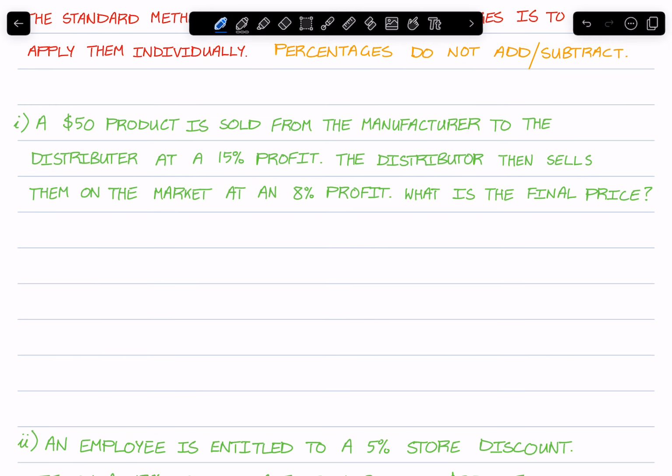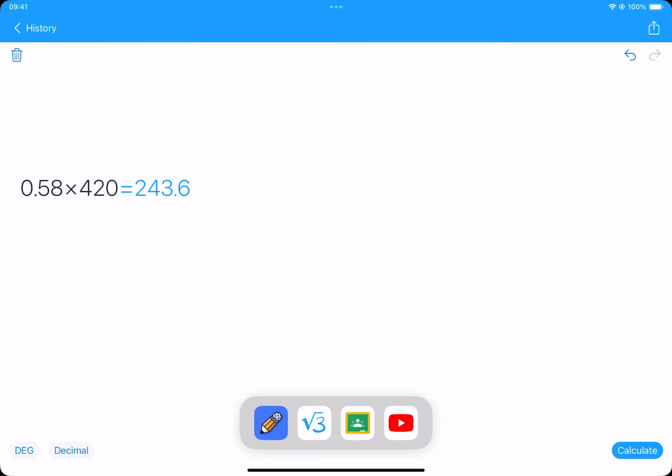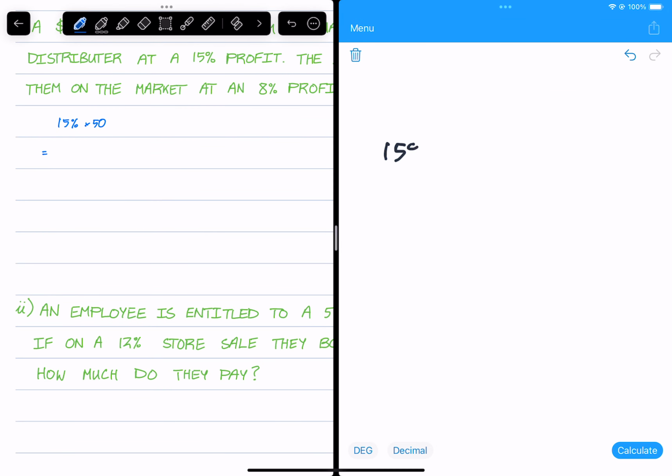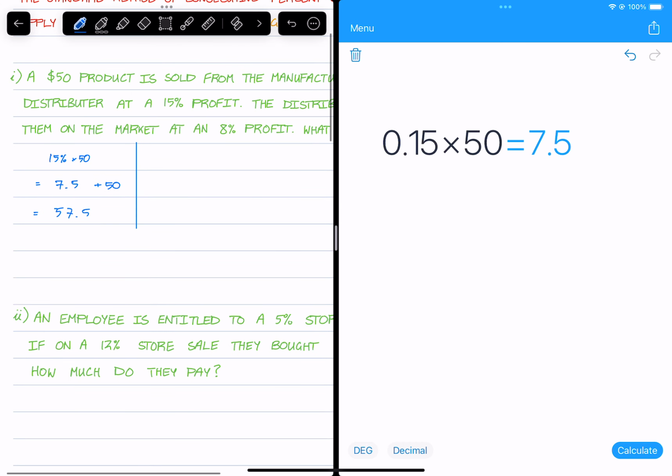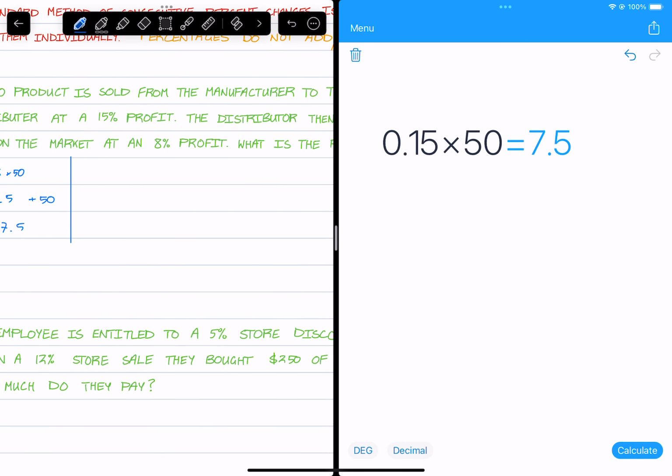By that we mean we find 15% of 50. So let's do that first. So 15%, so 0.15 times 50 gives you 7.5, and then add that on, gives you 57.5. And then you would increase this again. So you would find 8% of this and then increase it again.